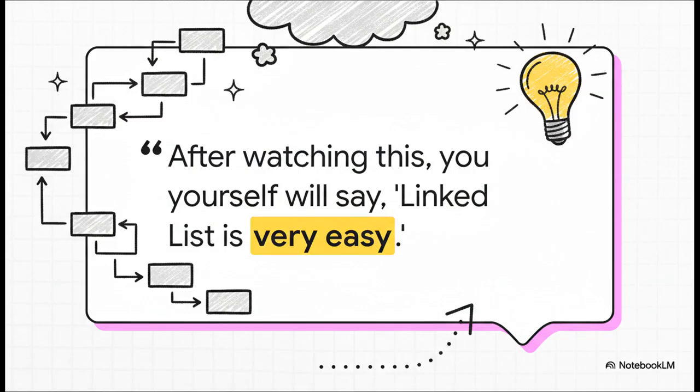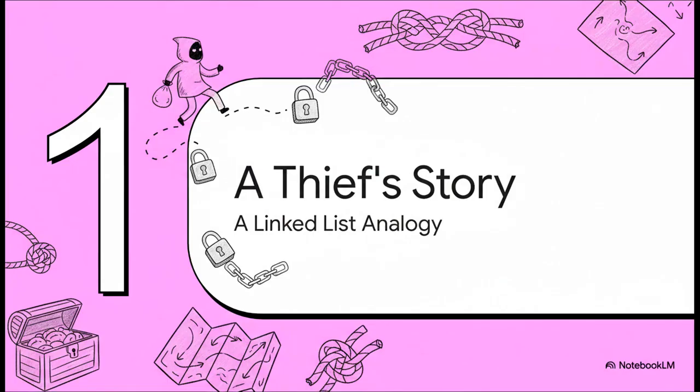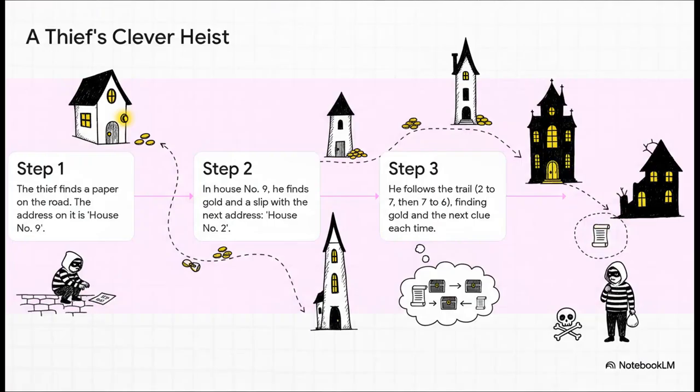So let's dive in. And to make this super clear, we are not starting with a bunch of scary code or technical jargon. Nope, we're going to start with a simple story about a very clever thief. So picture this. A thief finds a piece of paper on the ground. It's got one address on it, house number 9. So he goes there. Inside, he finds some gold. Pretty cool. But he also finds another slip of paper with the next address, house number 2.